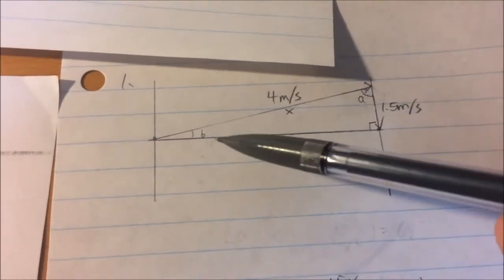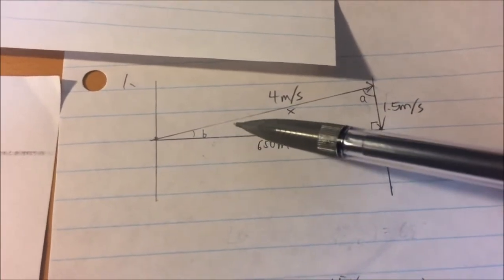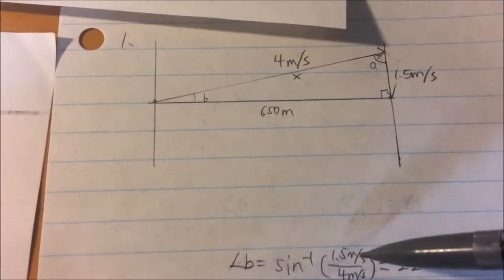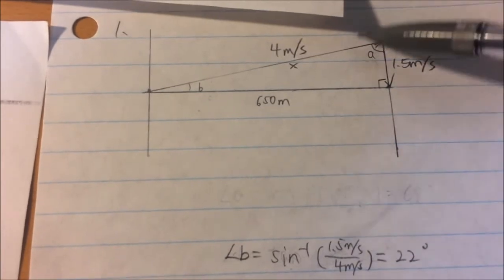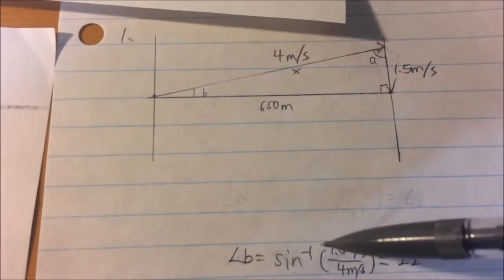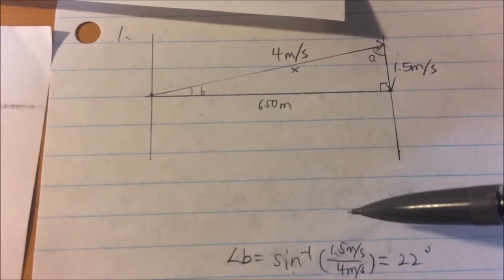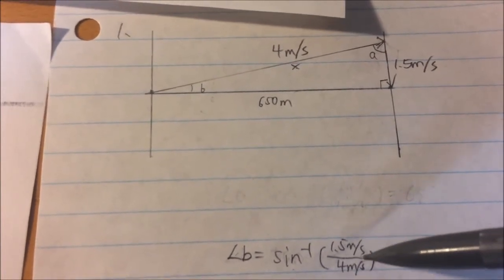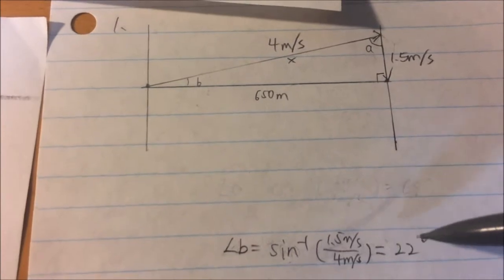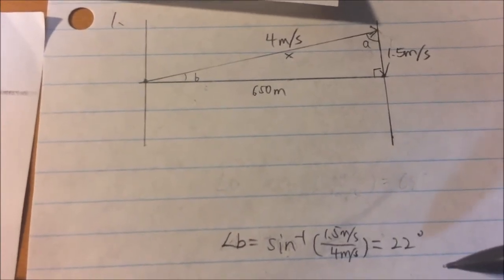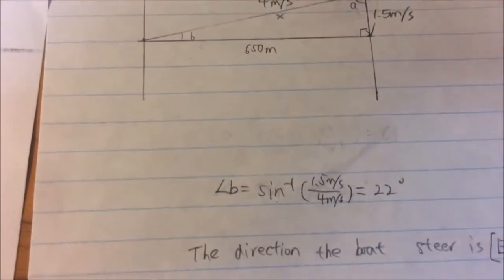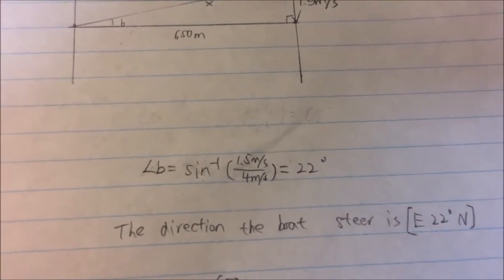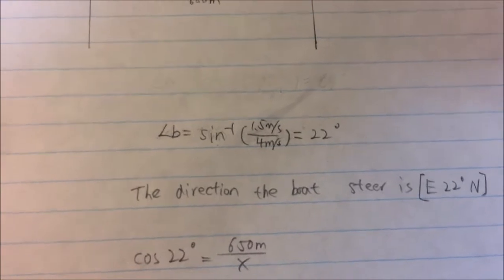So now we're going to solve angle B because what we want to know is the boat steering direction. So actually it's pretty easy. We use sine in the right triangle, which is sine to the negative 1 of 1.5 meters per second over 4 meters per second, which is equal to 22 degrees. So the direction of boat steer is east 22 degrees north.